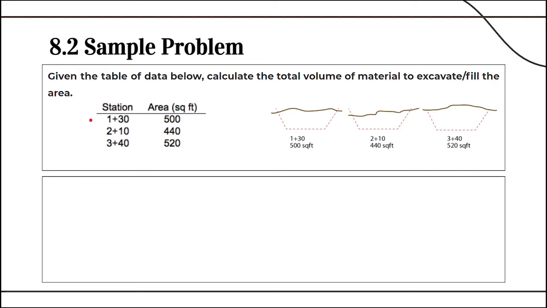So we are given, as seen in the table, that station 1 plus 30 has an area of 500 square feet, station 2 plus 10 has an area of 440 square feet, and station 3 plus 40 has an area of 520 square feet. And here on the right side, we can see the illustration of each station. Since this material is comprised of several sections, we can solve for the total volume using the equation VE is equal to the summation of (A1 plus A2) over 2 times horizontal distance L.